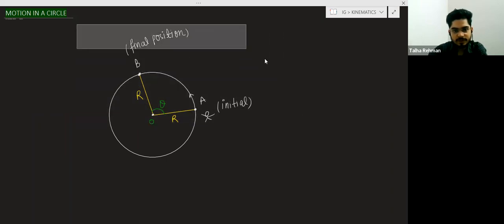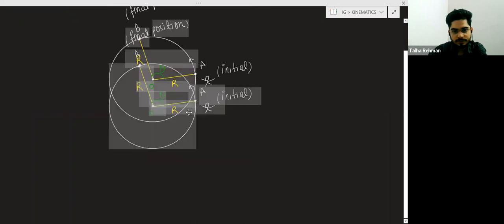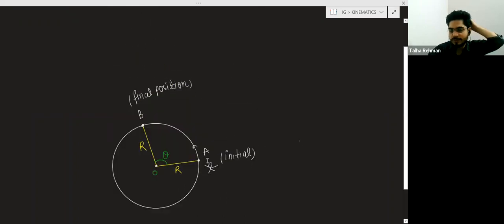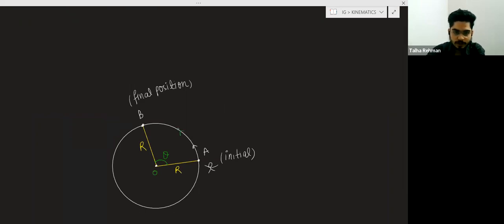Keep in mind first this thing. What happens? There was a person. This person is moving from point A and moving and moving, and finally the person reached point B. Okay, and this person is moving along a circular path. This is the center of the circle. I have joined this center with the initial position and with the final position. So this is the angle theta. This is the angle theta.